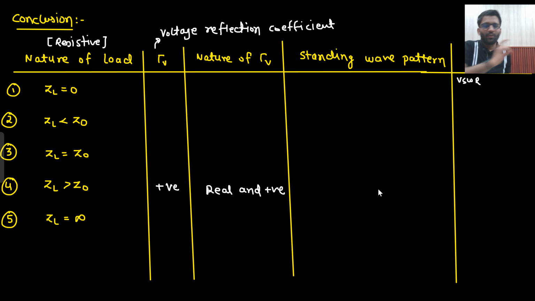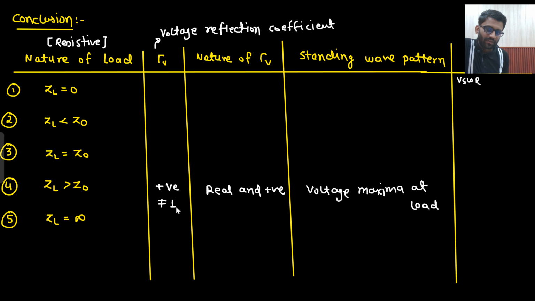So if the nature of the load is resistive, that means certainly at the load you will have something conclusive. What conclusion can you make? If ZL is greater than Z naught, that means gamma V is positive. If gamma V is positive, that means certainly you will have voltage maxima at the load. And this voltage reflection coefficient is not equal to 1, right?